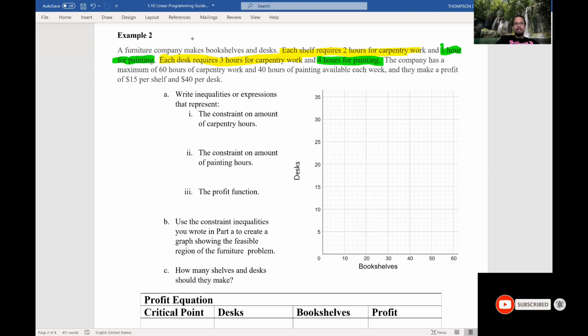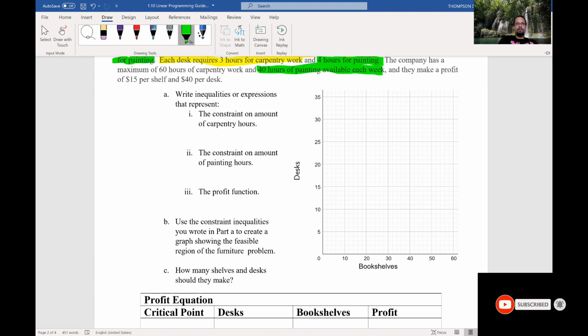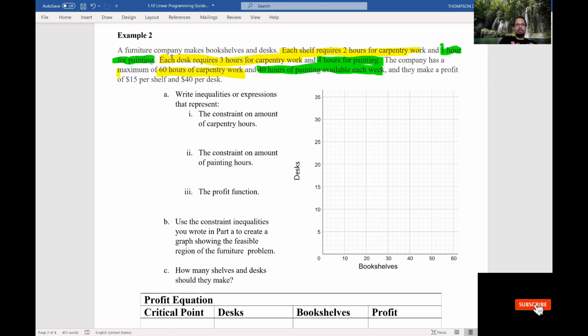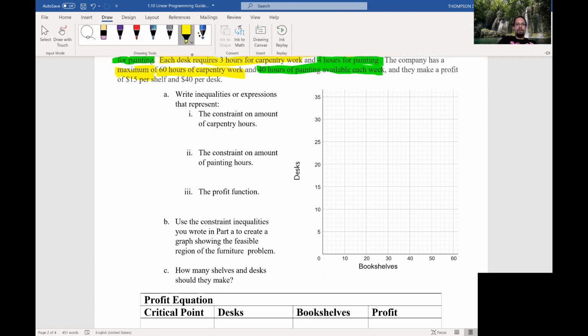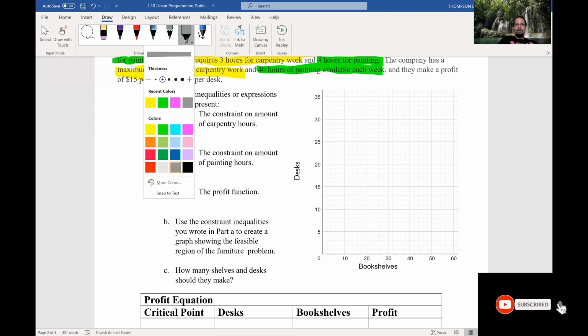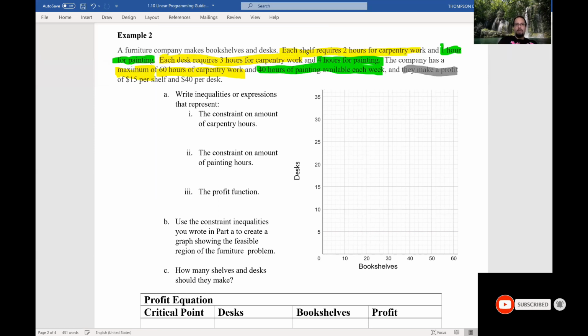The company has a maximum of 60 hours of carpentry work and 40 hours for painting each week. So 40 hours of painting each week, and let's highlight the 60 hours of carpentry work. And this is a maximum. And they make a profit of $15 per shelf and $40 per desk. Let's highlight our profit stuff in gray. Okay, write inequalities or expressions that represent the constraint on the amount of hours for carpentry.